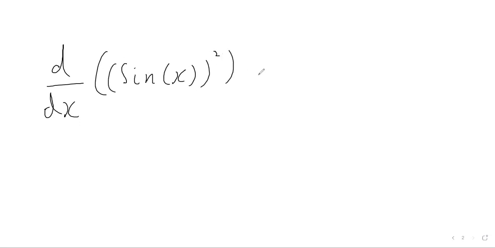So what we're going to do is differentiate with respect to x this sine of x all squared. And the key with the chain rule is that we differentiate the function within the squared function first, which is this sine function. And when you differentiate that sine function with respect to the variable, you get cos of x, because when you differentiate sine, you get cos.